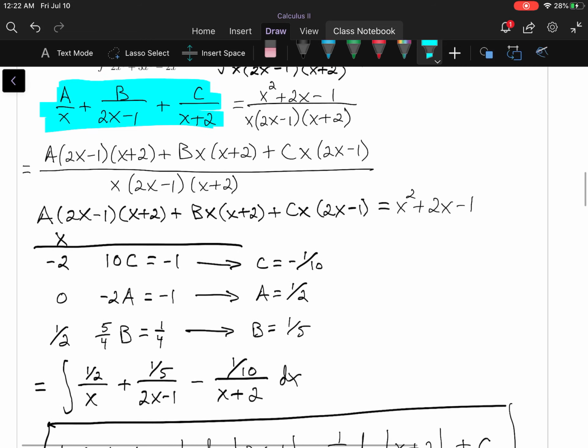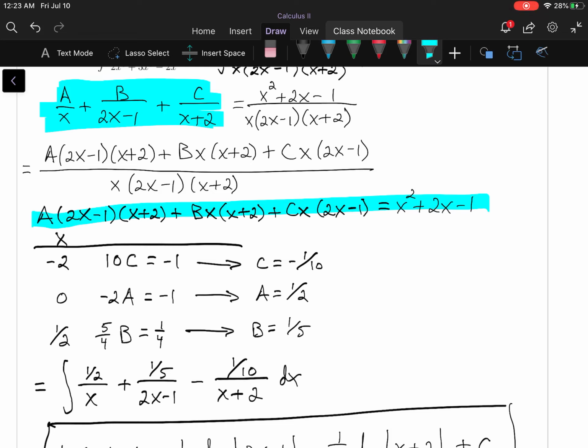I set the 2 numerators equal on this line. And then I notice there's 2 paths to take. The one I'm going to do here is substitute values in for x. I tend to choose values that are going to zero out at least one of the terms. In this case, when x is 0, B and C are going to disappear. When x is negative 2, A and B will disappear. And when x is 1/2, A and C are going to disappear. And that's what the next table is showing.